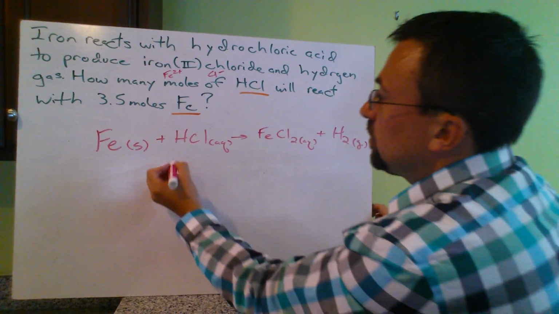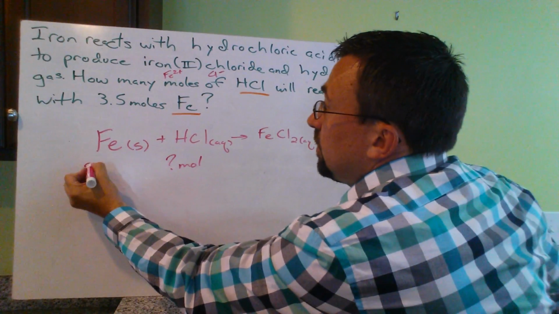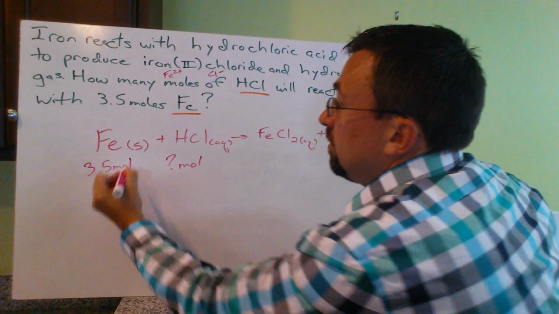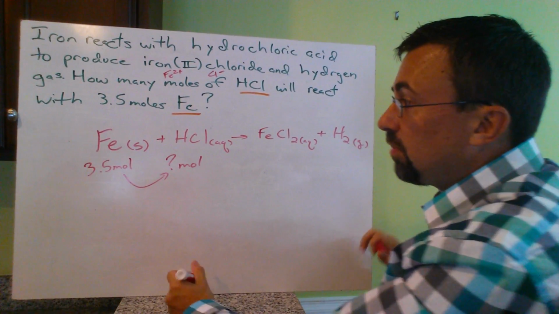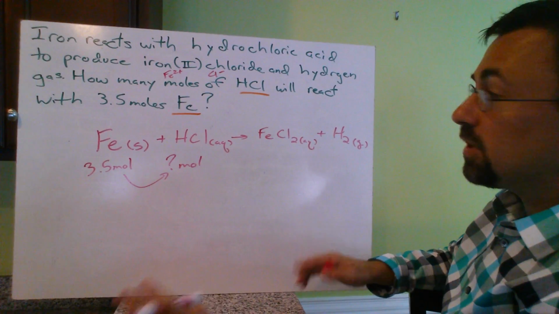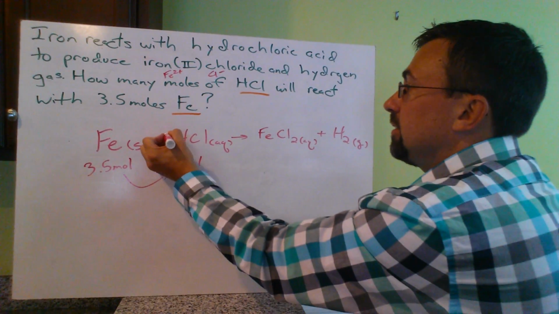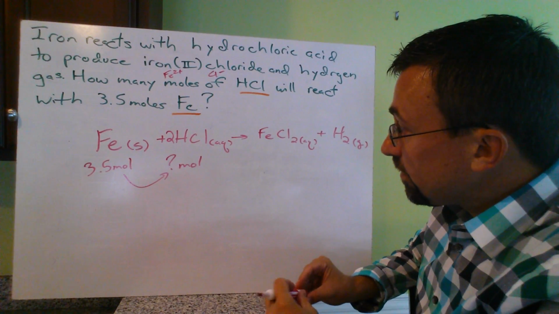And it says how many moles of HCl will react with 3.5 moles of iron. So once again, you can see two different columns. This is going to be a mole-to-mole ratio. We need a balanced chemical equation. And some of you are probably going, Dr. Wirgo, you've got to balance it. You are absolutely correct. Now we have a balanced chemical reaction.